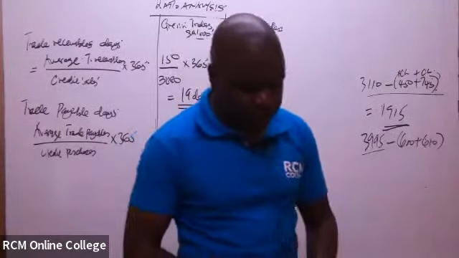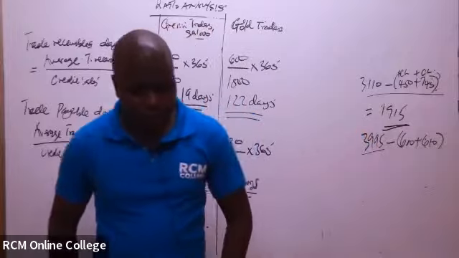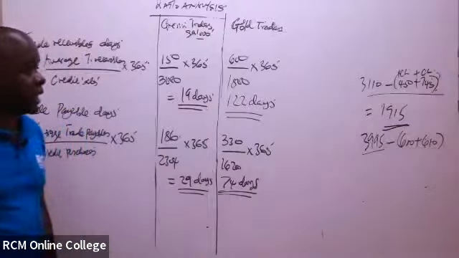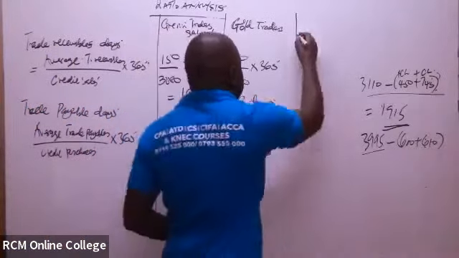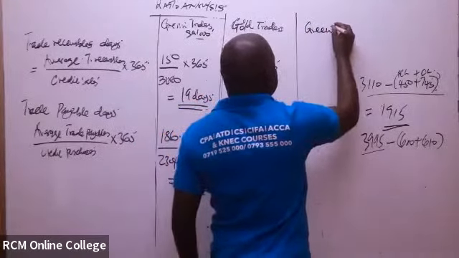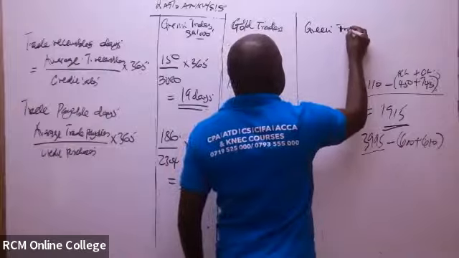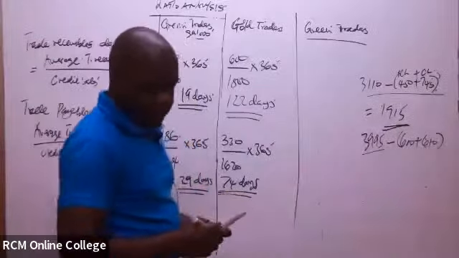So we can write a comment about the profitability. You can start with the first one, green traders. So how are they performing in terms of profits? We can start with the first one, green traders.